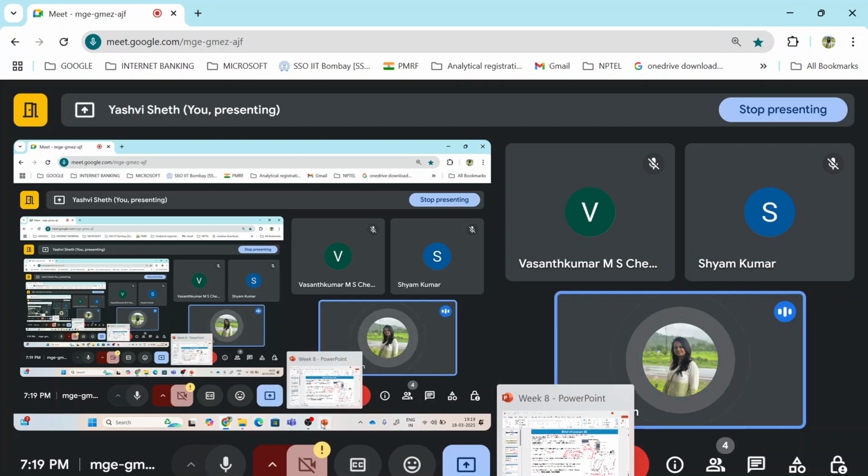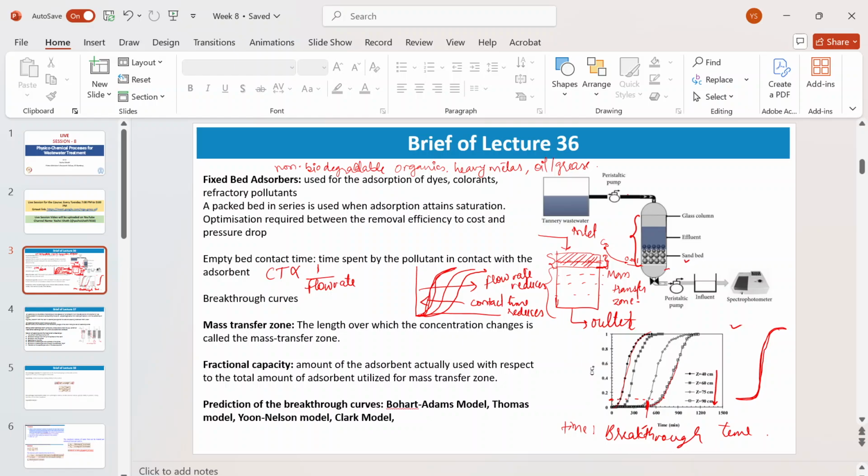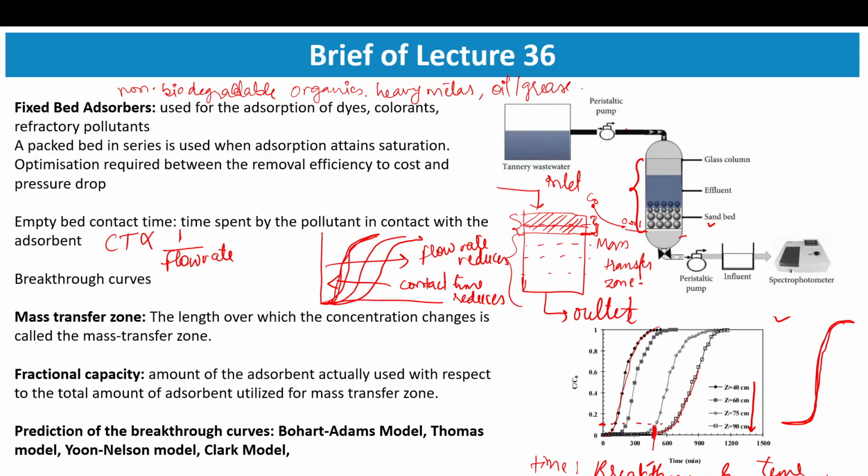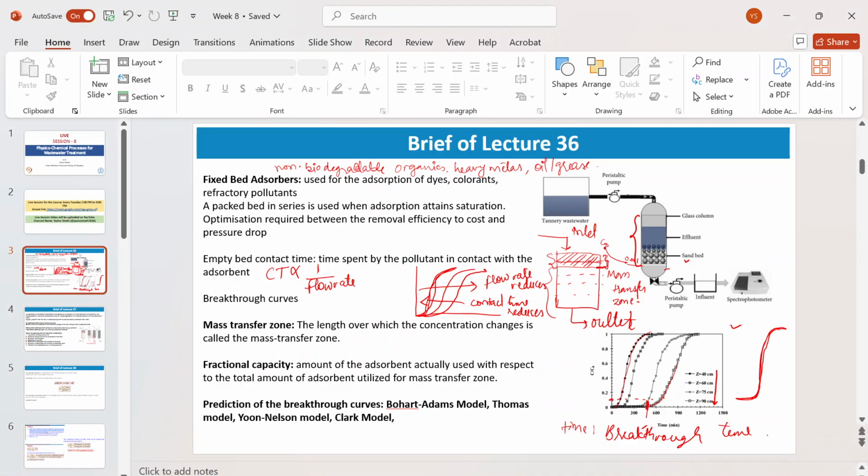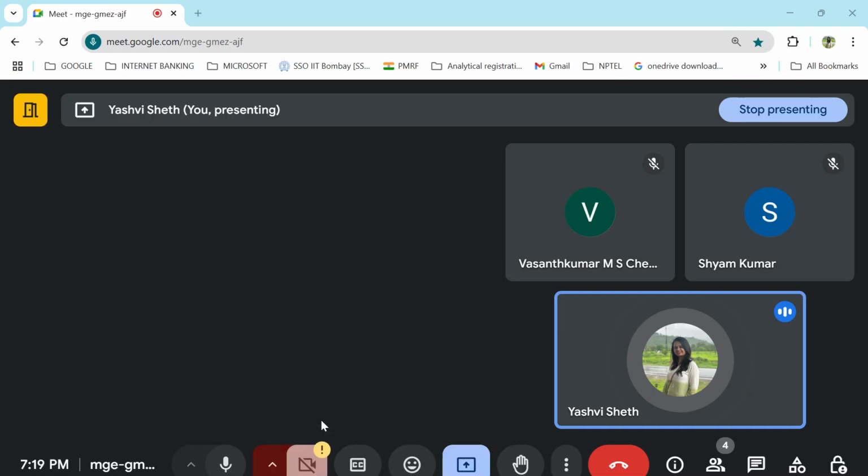Okay. Yeah, so moving forward now, these breakthrough curves, as we have discussed in the last class, there are various models for fitting the kinetics and the isotherm. Can somebody tell me why we need to fit models on any of the experimental data for the removal? It can be any model, kinetic model or isotherm, any model. Do you know why we need to fit these models?